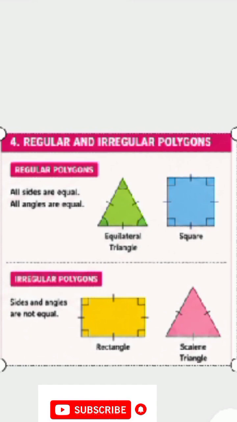Now we have irregular polygons. Irregular polygons have sides that are not equal, and angles that are not equal. For example, you have a rectangle. A rectangle has 2 opposite sides equal, and the other sides are not. So the length and the breadth are not the same. You have a scalene triangle. In a scalene triangle, the sides are not equal, so that means the angles are not equal. So these are types of a polygon, regular and irregular polygon.